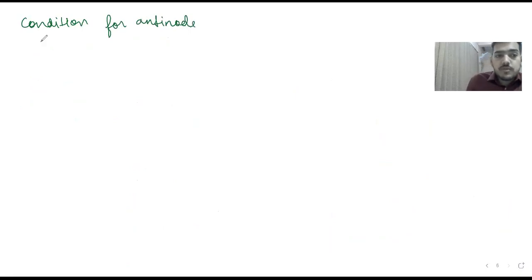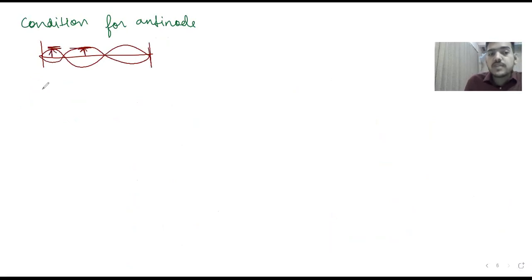Okay. Now students, tell me what is the position of antinode in a stationary wave. So if I have this stationary wave here, the position of maximum amplitude is called an antinode. So we can say at antinode, amplitude is maximum.